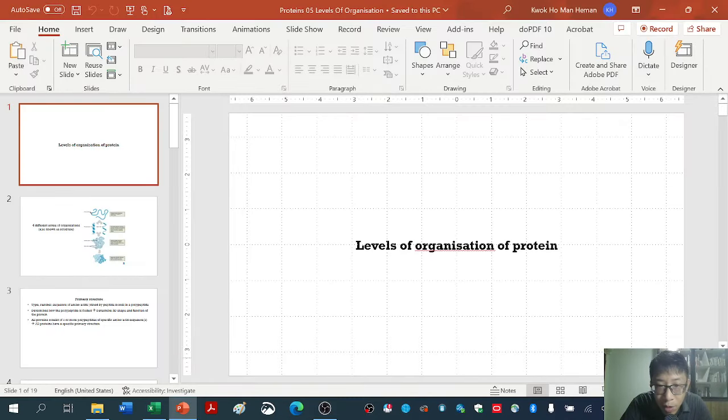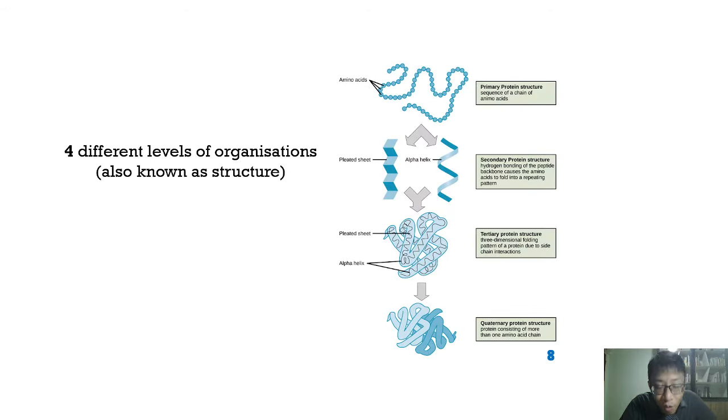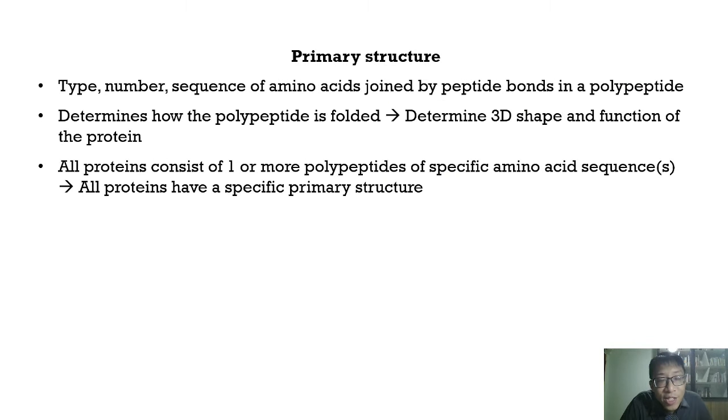Okay, next we'll be looking at the levels of organization of protein. There are four different levels of organization, and we can also call this four different structures of protein, right? You hear me using these two terms, levels of organization and structure, quite interchangeably. So don't get confused. First, let's look at the primary structure, which refers to the type, number, and sequence of amino acids in a polypeptide, and of course, they are joined by peptide bonds.